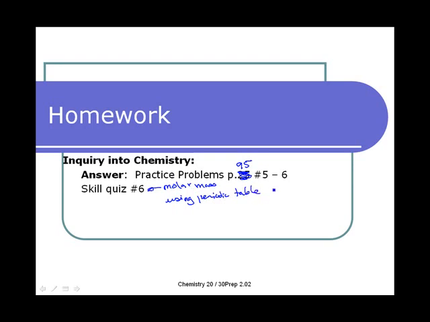Knowing your chemical formulas, being able to find molar mass is crucial to the rest of both this chemistry class and chemistry 30. You need to be able to find the molar mass of any given chemical, and you need to get it right every single time. So skill quiz 6 is just getting you to build up that ability so that you don't get the question wrong before you start it.